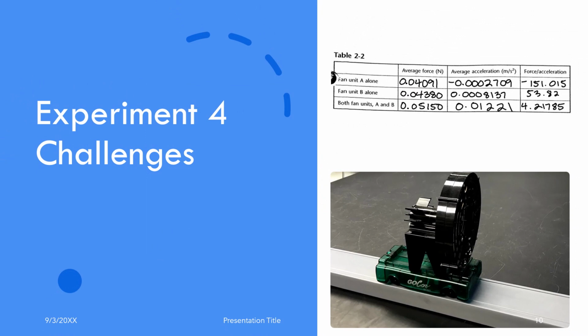We did face some challenges in Experiment 4. The first, I want to take a look at this table here when we were comparing the forces of just fan A, fan B, and then both of the fans together. For fan A, you notice we have a negative acceleration, so there might have been some interference with the motion detector while that was happening.